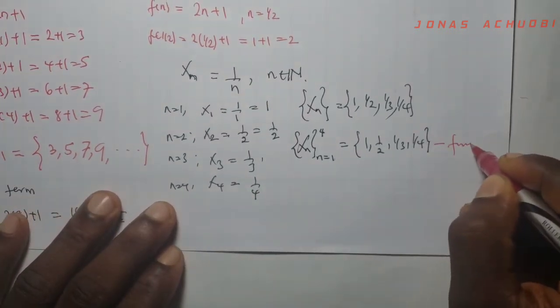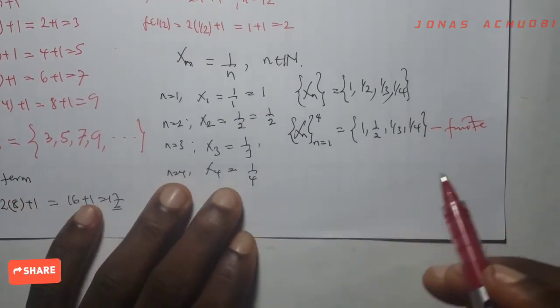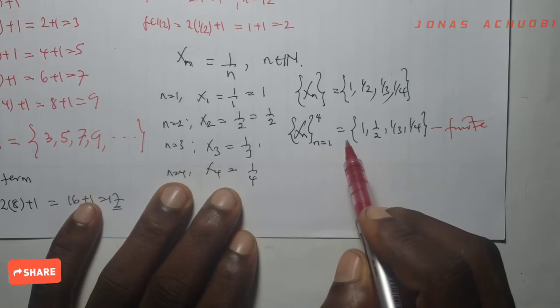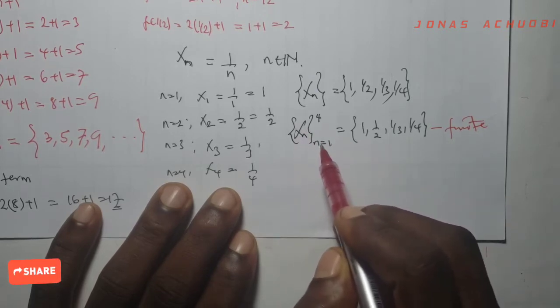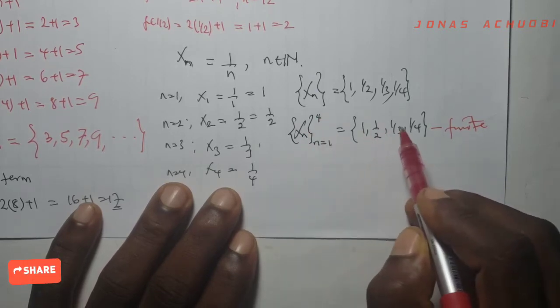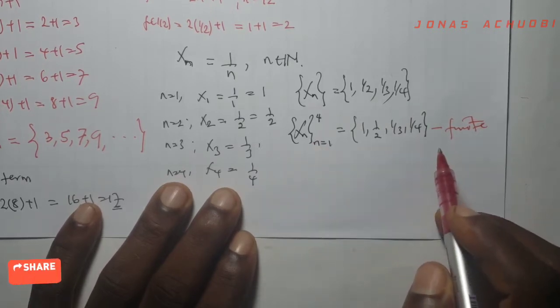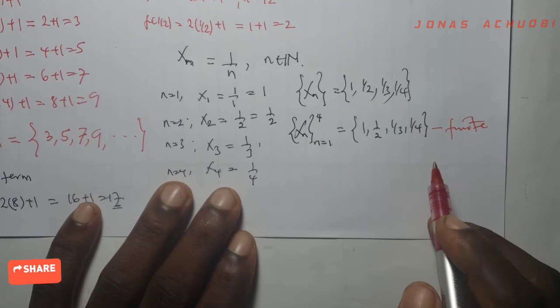This sequence is said to be finite. Finite in the sense that we can tell how many terms are in this sequence. In this case, we can tell that this sequence x_n, where n goes from 1 to 4, has 1, 2, 3, 4 terms. We can tell that the sequence has exactly 4 terms. That makes the sequence a finite sequence.